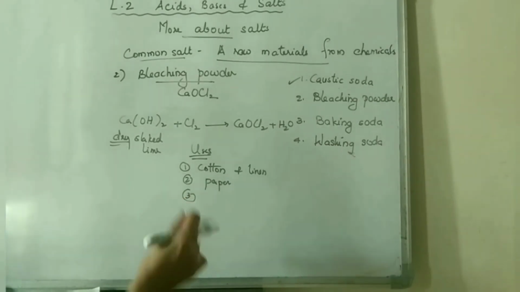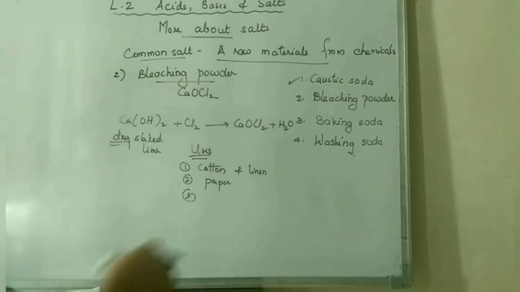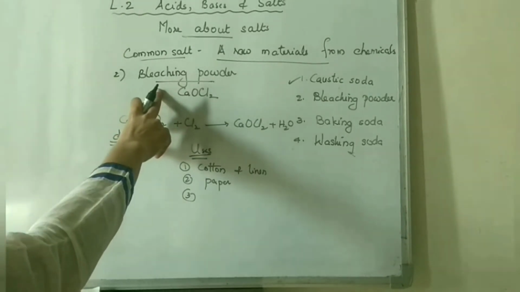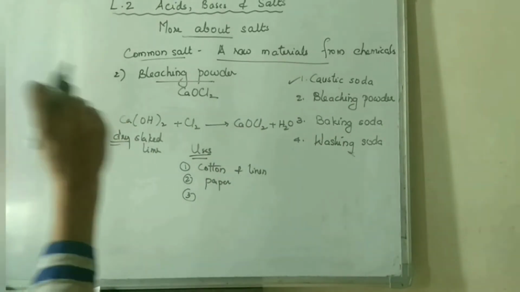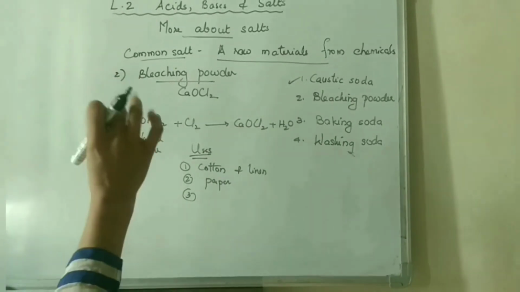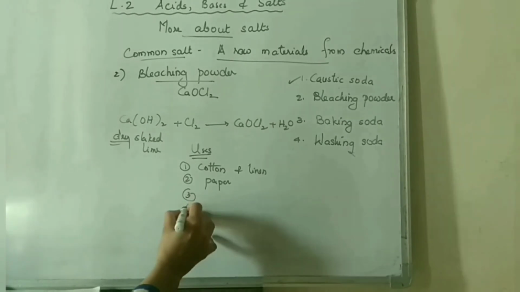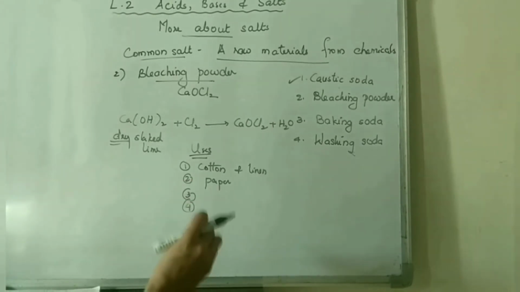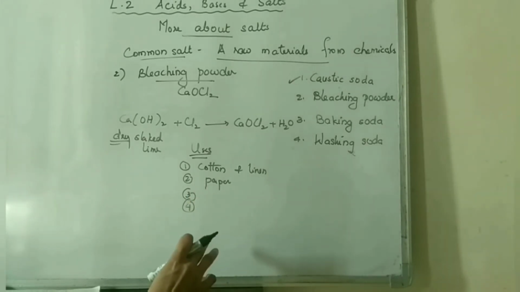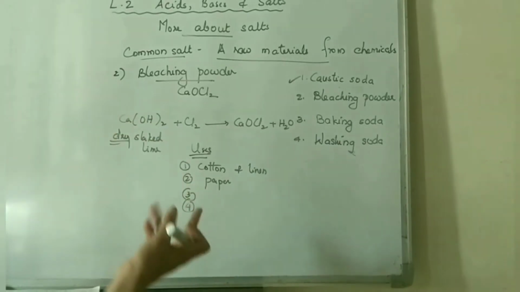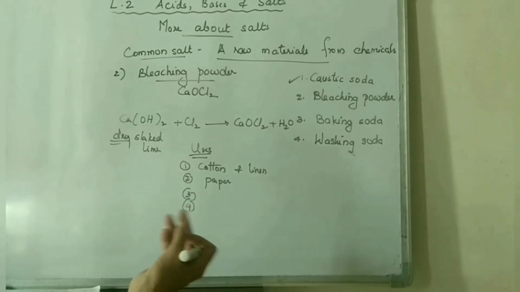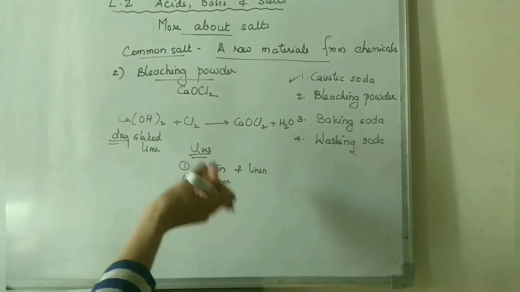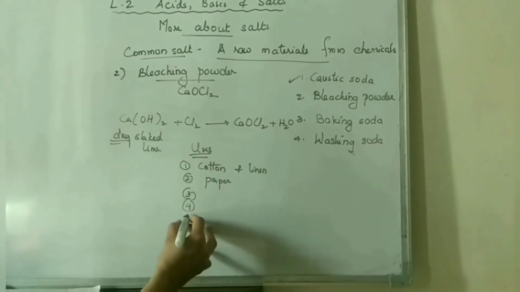Third one, it is a good oxidizing agent. And the fourth one, bleaching powder, we already know, is used for disinfecting drinking water to make it free from germs. And the fifth one, we already know that we are bleaching the washing clothes in laundry. There are five uses.